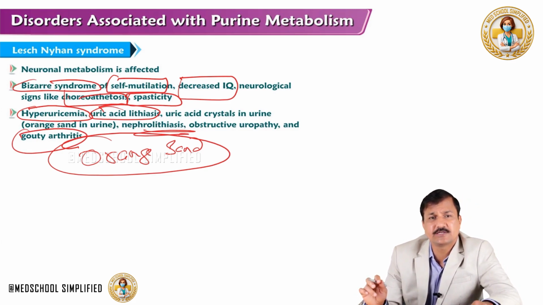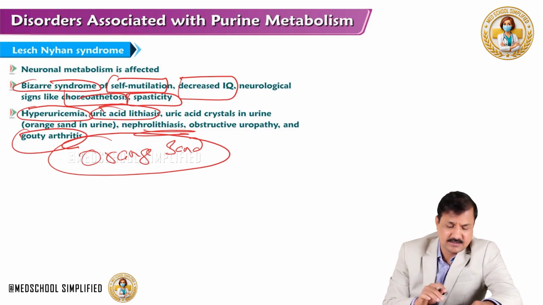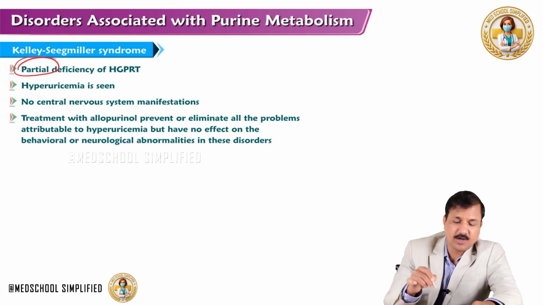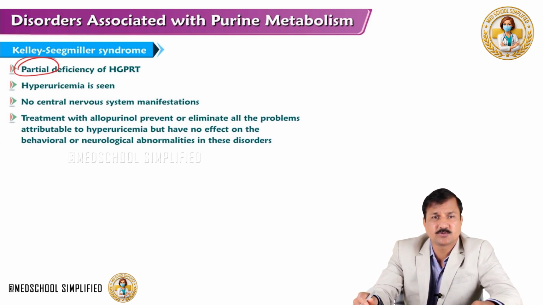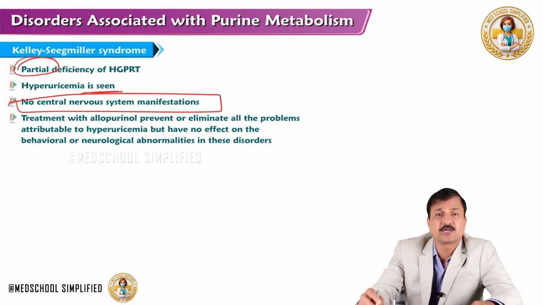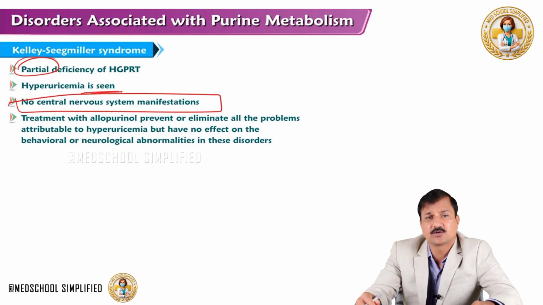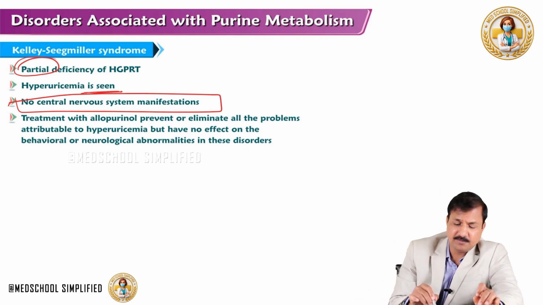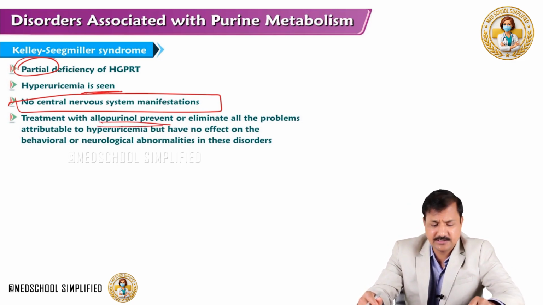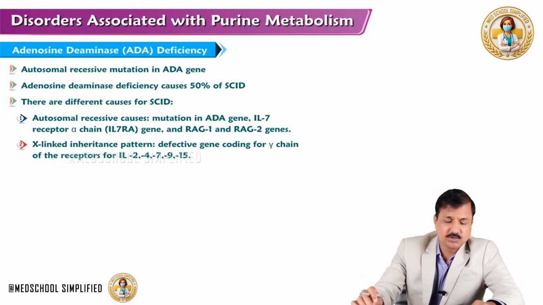All these are the signs that we see in Lesch-Nyhan syndrome. Remember that. Coming to Kelley-Seegmiller syndrome. Kelley-Seegmiller syndrome is because of partial deficiency of hypoxanthine-guanine phosphoribosyltransferase. Hyperuricemia is seen here, but no central nervous system signs are seen, like no self-mutilation, chorea, athetosis, spasticity. That kind of signs and symptoms we don't see here. So treatment with allopurinol in both conditions will alleviate the hyperuricemia signs and symptoms, but generally the neurological issues are not reversed.